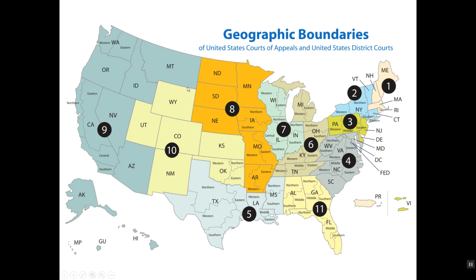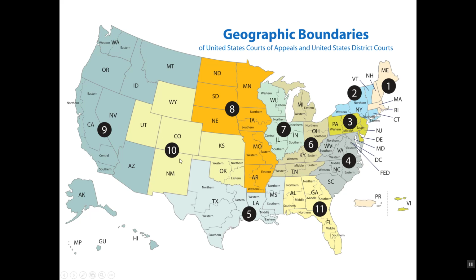Do note, however, that the circuits are not equal in any way, shape, or form because their boundaries were drawn, again, as the need arose by Congress. So note, for example, that the 9th Circuit encompasses Washington, Oregon, California, Nevada, Arizona, Idaho, and Montana, as well as Alaska, Hawaii, Guam, and the Marshall Islands. So that's a great deal of territory which falls under the authority of the 9th Circuit.